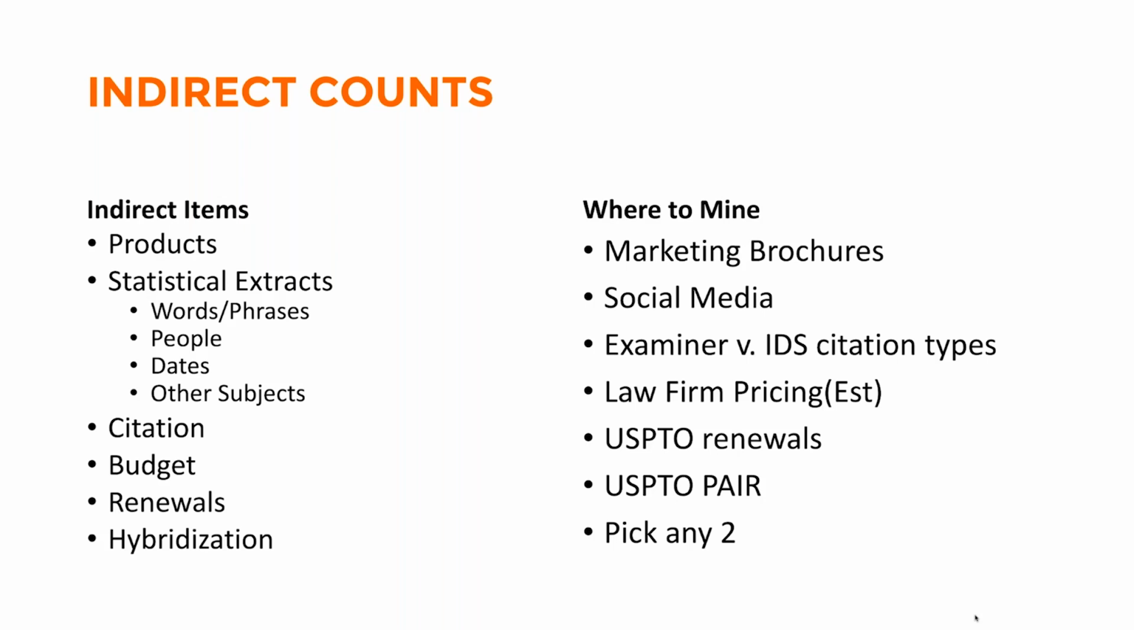There's a ton of places to mine outside the patent office itself. Social media, as I mentioned before, is a great place. Anything marketing or web-based of a market competitor. Talking about citation, pricing, USPTO renewal data and USPTO PAIR are really good sources of finding interesting stuff that's indirectly patentable. I mentioned earlier, finding whether a patent in your portfolio has a strategic or a tactical effect.